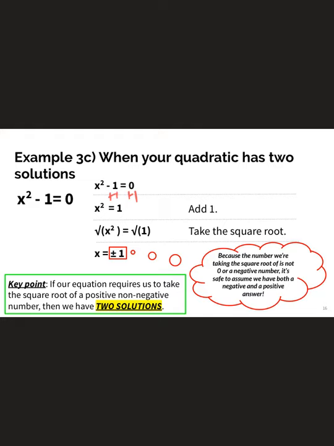And then what you want to do is take the square root on both sides to get rid of that squaring. And then you end up with x equals plus or minus 1. Right, so because the number we're taking the square root of is not 0 or a negative number, it's safe to assume we have both a negative and a positive number. So if your equation requires you to take the square root of a positive number, then we have two solutions, right? So as long as your number is positive, it's not 0, right, you're good to go.